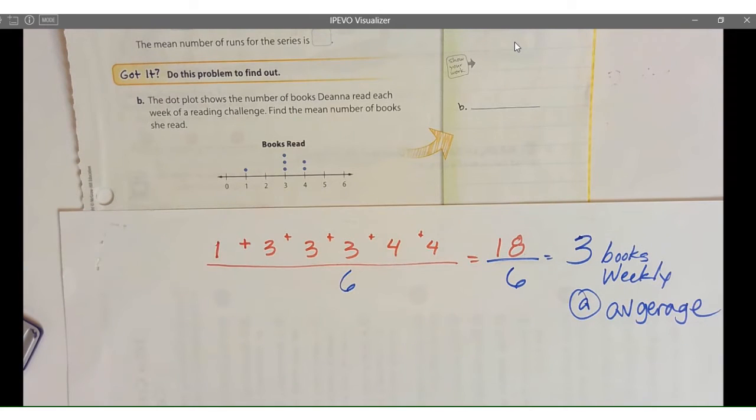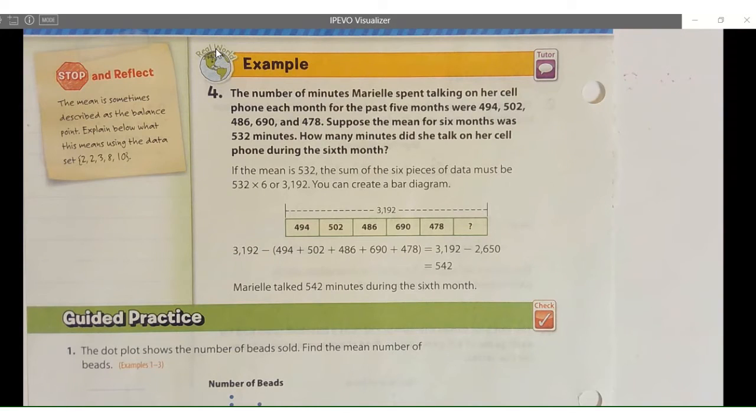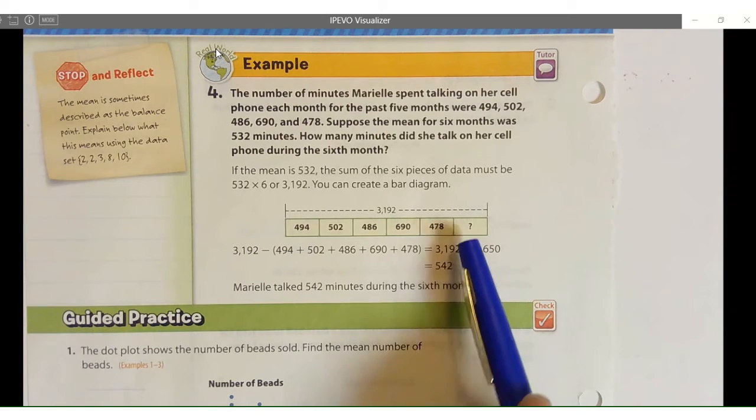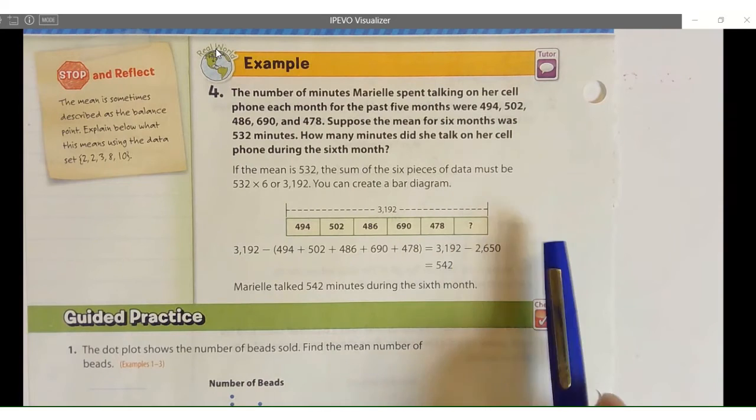And there you go. And that's your answer. An average of 3 books a week. Okay, this example I find to be very interesting because if you notice, they have all the data. However, they have a missing piece here. So let's read the question.